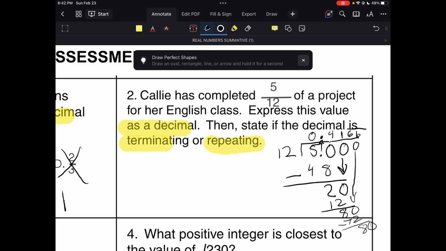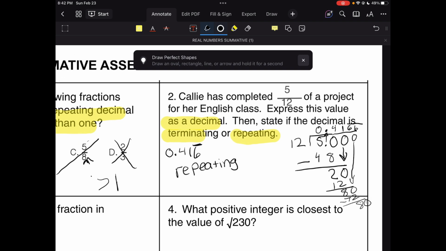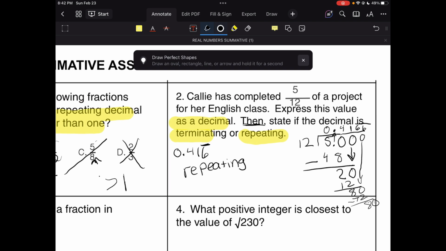So expressing it as a decimal is 0.416 repeating. And then because of that, it makes it a repeating decimal. It did say then state. So if you just picked terminating or repeating, it was not enough. It did say express it as a decimal and then state if it was terminating or repeating.